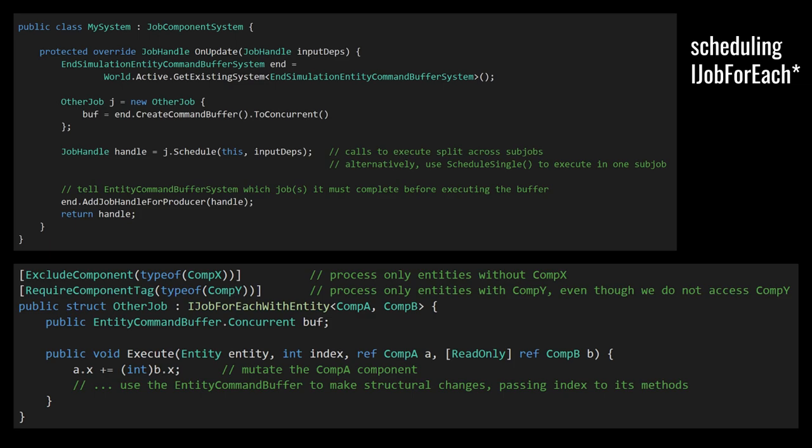When an entity command buffer is played back, it may make structural changes, but rather than trigger a hard sync that unnecessarily completes jobs unrelated to the changes, entity command buffers only complete jobs that are explicitly registered to require completion before playback. By calling AddJobHandleForProducer here, we're telling the entity command buffer that this job must be completed before the buffer playback.